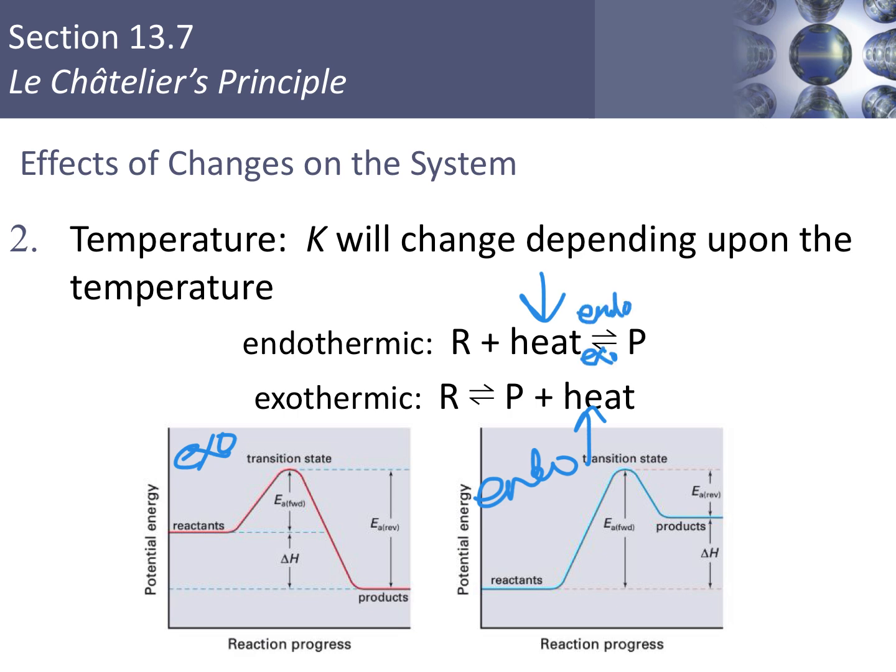The reverse direction for an endothermic reaction is exothermic. Similarly, the reverse direction for an exothermic reaction is endothermic. Notice on the endothermic graph how the activation energy for the forward direction, the endothermic direction, is much larger than the activation energy for the reverse direction. That would be the exothermic direction. And then notice on the exothermic graph how the endothermic direction, that's going to be the reverse, is much higher than the activation energy for the exothermic direction.